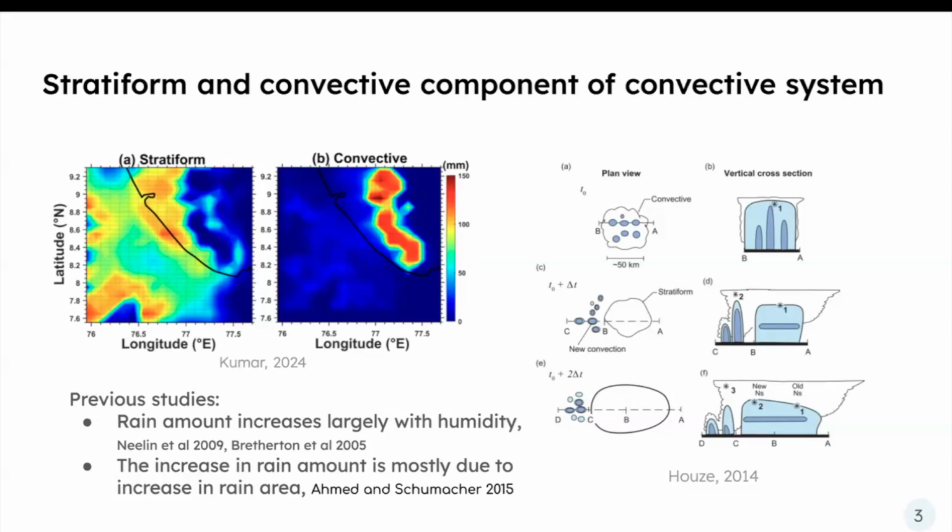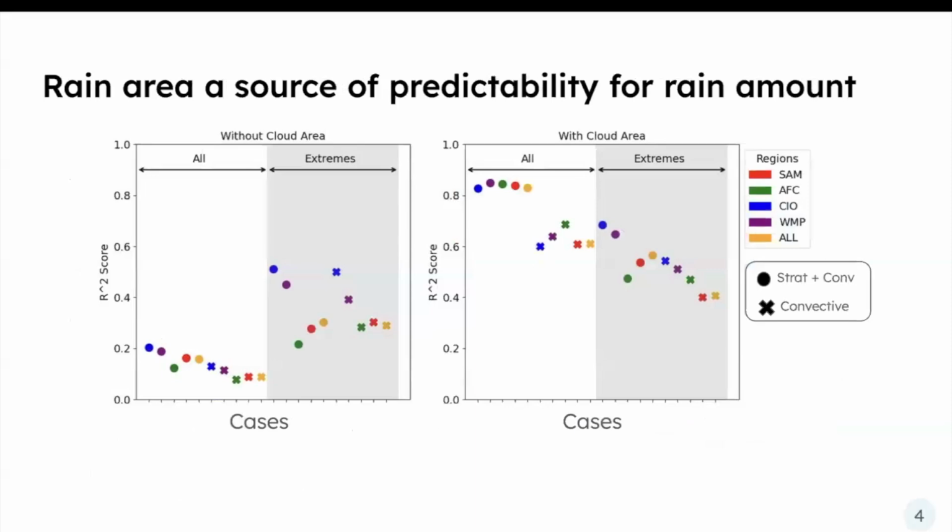And the question that I want to ask is first, can we verify this argument that rain area is an important source of predicting rain amount? And if yes, then can we build a model to predict rain area itself? So here is to quantify, to answer the first question, if rain area is an important source of predictability. So you see a lot of dots here. First thing to notice is the colors. Those are showing the different regions over the tropics. I have South America, African continent, Central Indian Ocean, and Warm Pool, that's over Pacific.